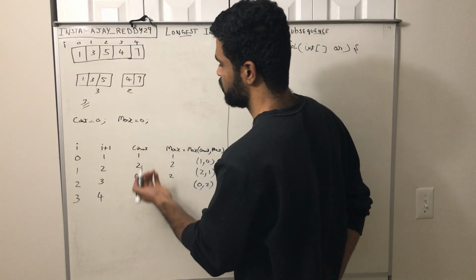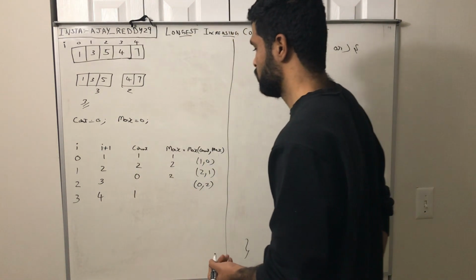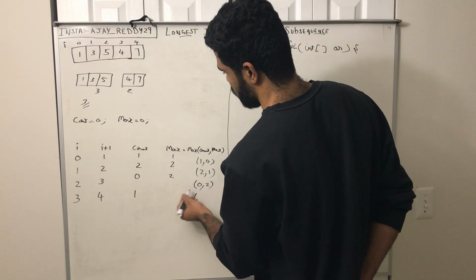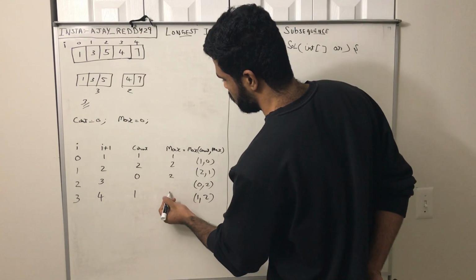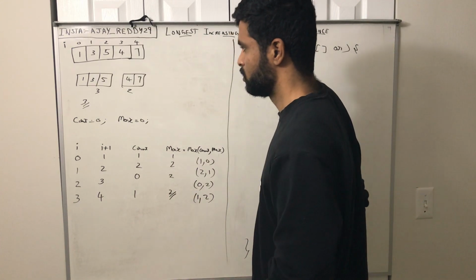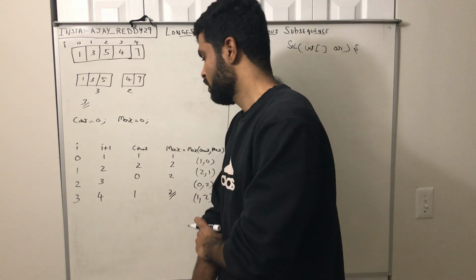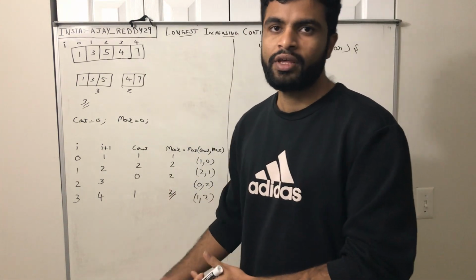Now I will increment the count. So currently count is 0, so after incrementing it will become 1. I will get the max again. So max is, our current count is 1 and current max is 2, which is nothing but 2. So this is the answer. So after iterating all the elements of this array, you will actually get the max value. So that will be the answer.